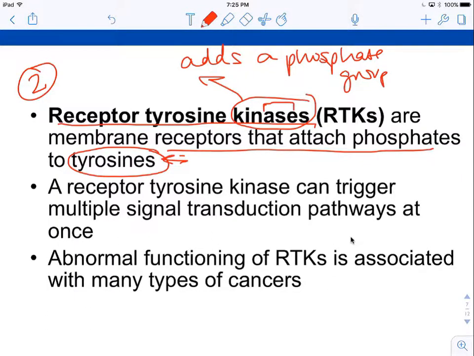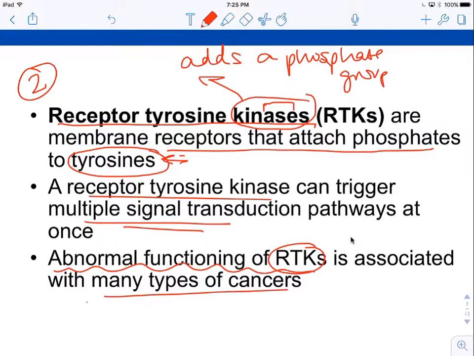And the cool thing about receptor tyrosine kinase is that it can trigger multiple signal transduction pathways at once. Whereas G protein coupled receptors can just trigger one signal transduction pathway, receptor tyrosine kinases can trigger multiple pathways. Okay, when our receptor tyrosine kinases don't work, or actually work too well, it's associated with cancer.